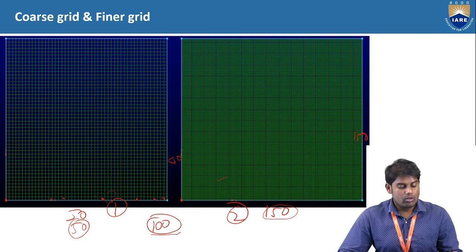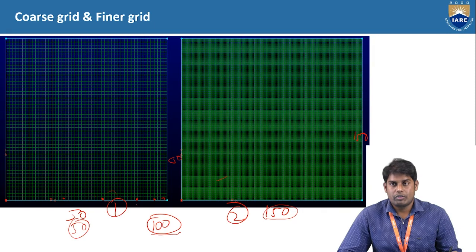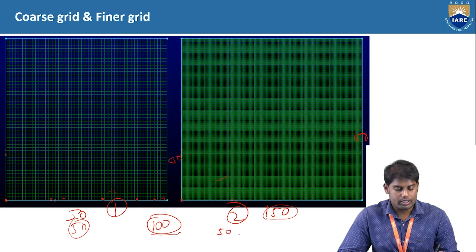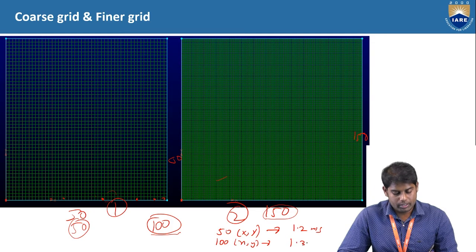When you are performing a CFD simulation, grid independence study is very, very important. That is nothing but the minimum number of grid points where your solution does not change. So let's say if I am using 50 grid points along x and y, and I have a solution, let's say velocity of 1.2 meter per second, and if I use 100 grid points along x and y, then I have a velocity of 1.3 meter per second, and let's say I'm going for 150 grid points x comma y.